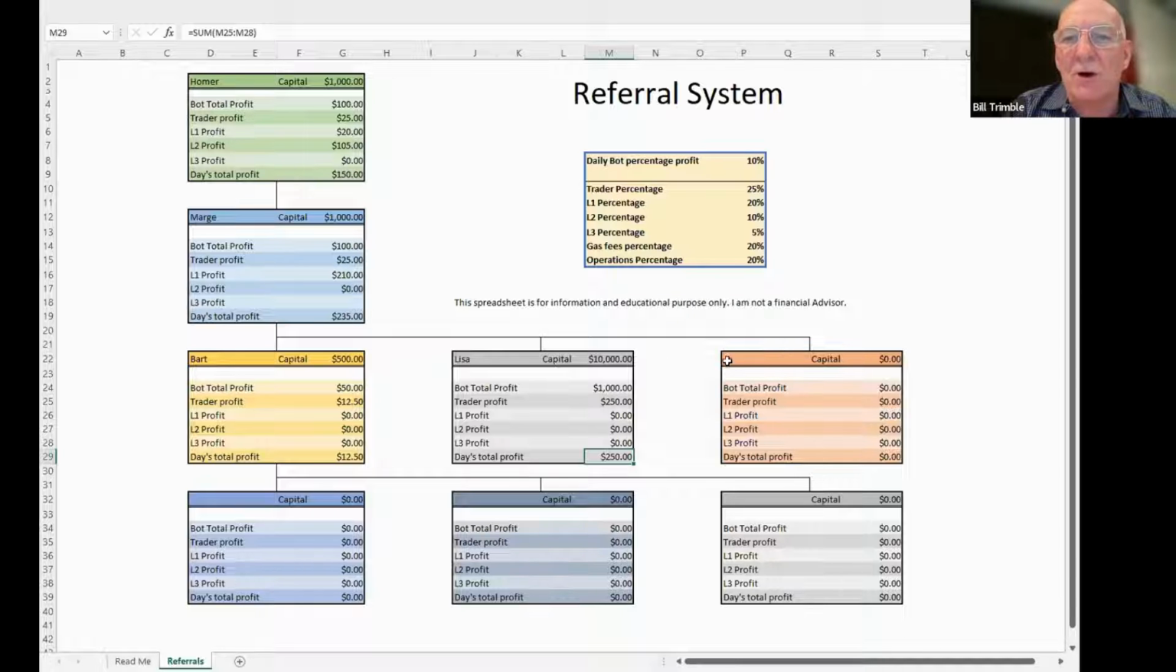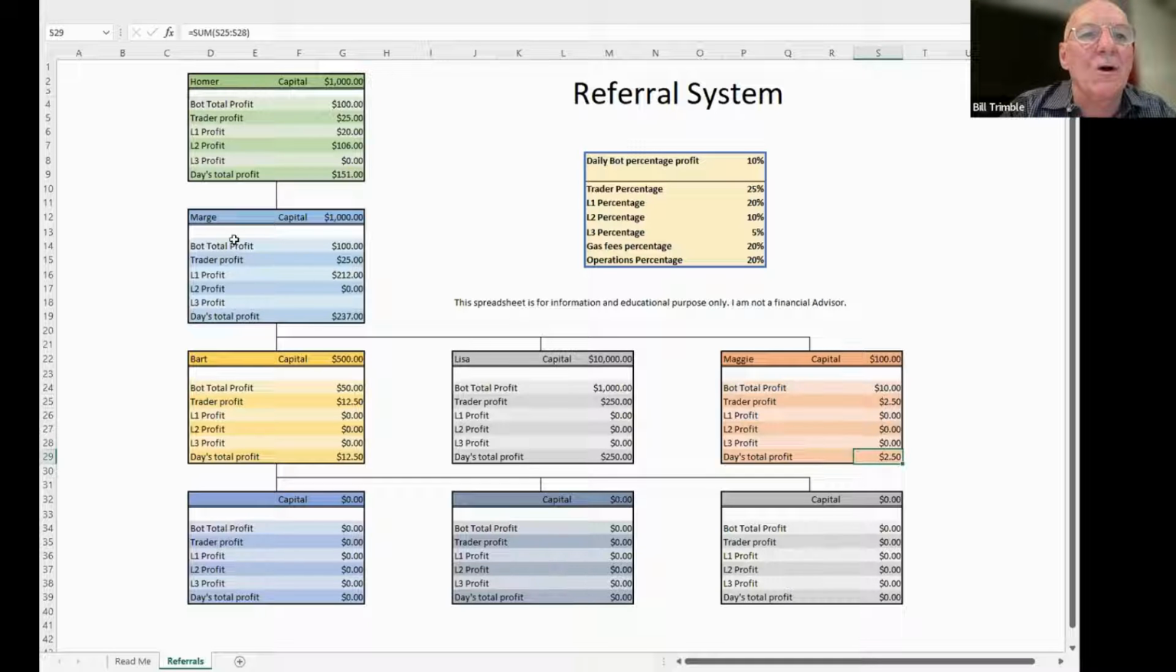So what I'm going to do, I'm just going to populate this now. So let's say Maggie's working in McDonald's or some fast food restaurant, so she can only afford $100. So even though she's only got 100 in, the total bot profit is $10. 25% of that is $2.50, so she makes $2.50 a day.